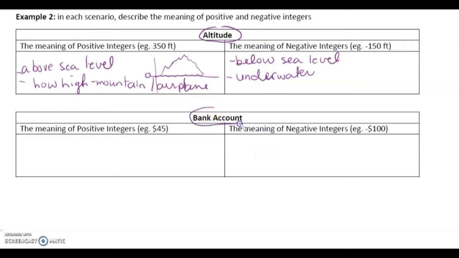Now bank account. What does it mean to have a positive integer in a bank account? This simply means you have money. And when we have a negative integer for a bank account, we owe money.